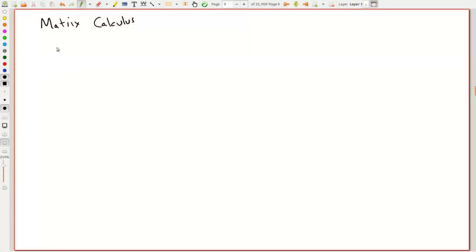Okay, so let's say, for example, we have some function of our weights, and it'll be of the form some vector A and some vector W. And what we want is the derivative of this function with respect to the weights. So what's that going to look like?